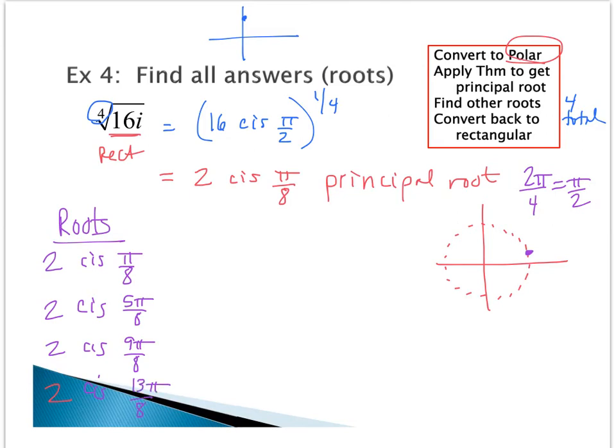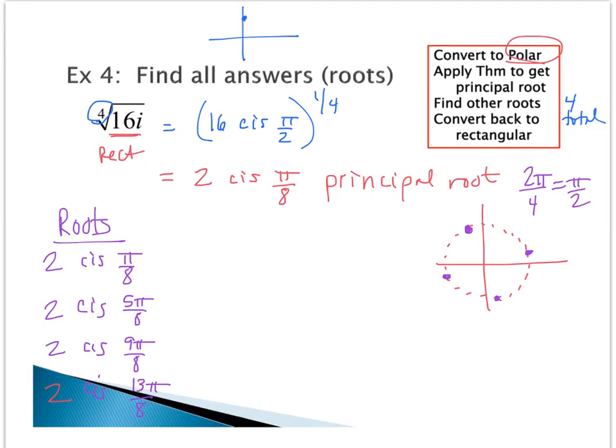Now if we visualize these points around the circle, 5 pi eighths is a little bit bigger than pi halves, and 9 pi eighths is a little bit bigger than pi, and 13 pi eighths is just a tad bigger than 3 pi halves. And you can see when you look at these that they are all evenly spaced around the circle.